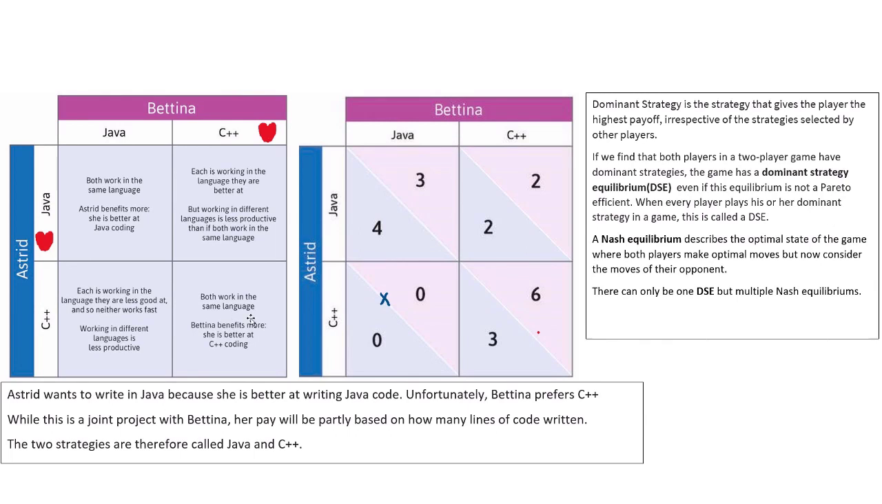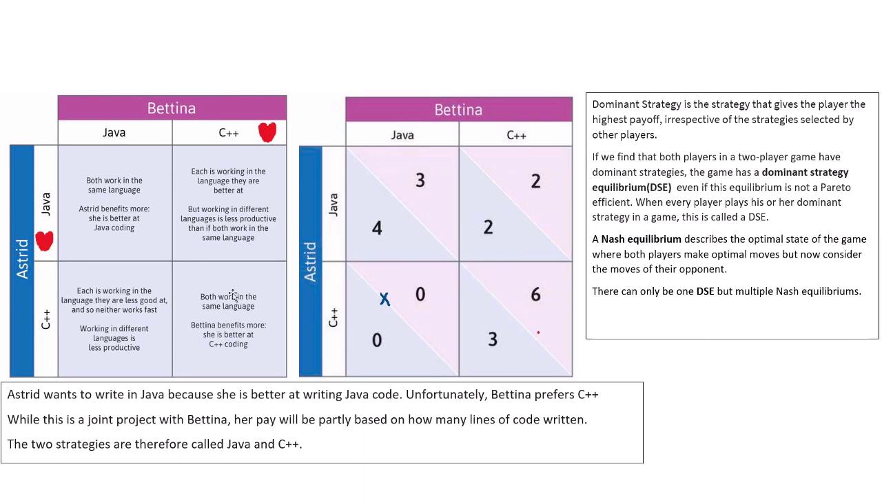Both work in the same language, right? But Bettina benefits more because she is better in C++ coding. So in this situation, you can see if Bettina chooses to work in Java, it's 3. But for Astrid, if Astrid chooses to work in C++, it's also 3. The additional benefit gained by Bettina is she is very fluent in C++. Maybe she is more pro, okay? She can complete her work faster, so she doesn't need to work overtime. This is just an assumption. So the payoff is 6 compared to this one which is 4, okay? So if Bettina prefers to use C++ and Astrid follows to use C++, this is the payoff, okay?